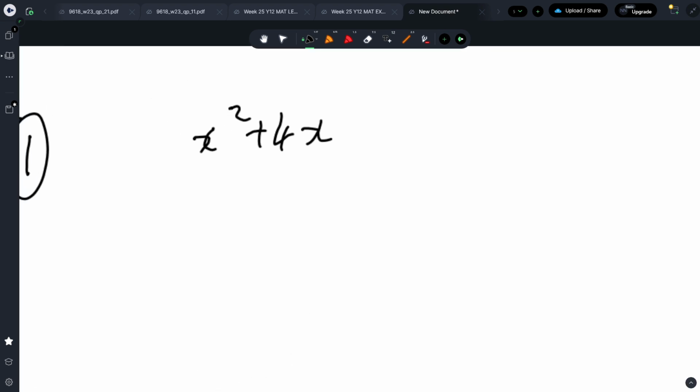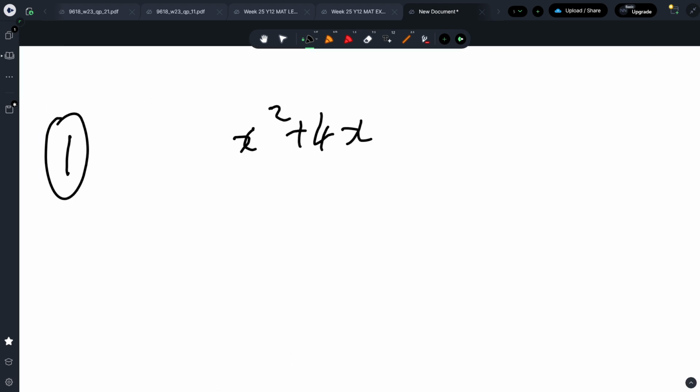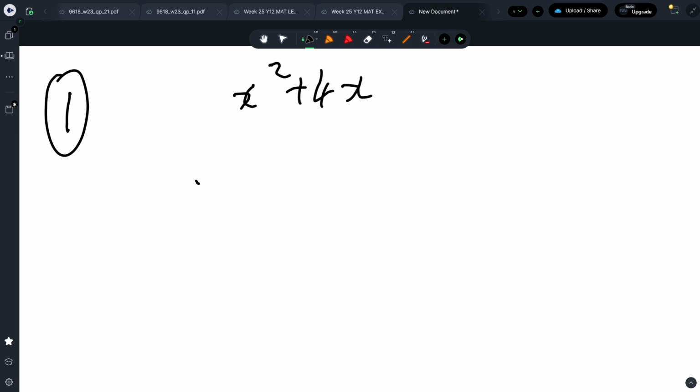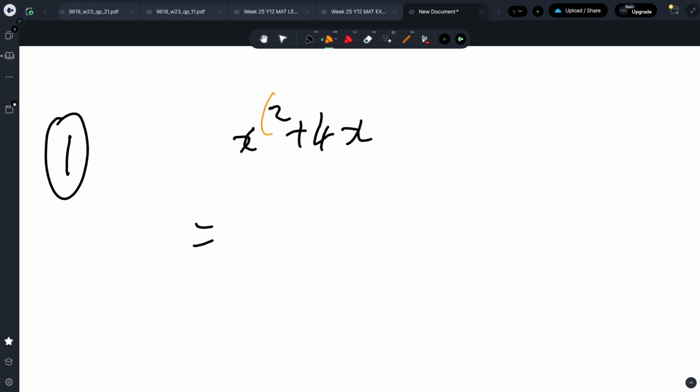So I have two quadratics here. Well, I have two things for completing the square. This is called a quadratic because it's raised to the power of 2. So that's why it's called a quadratic.